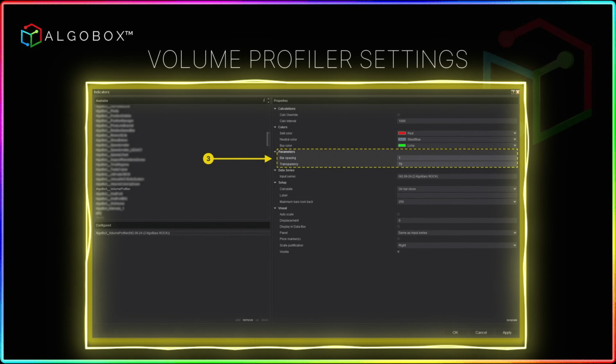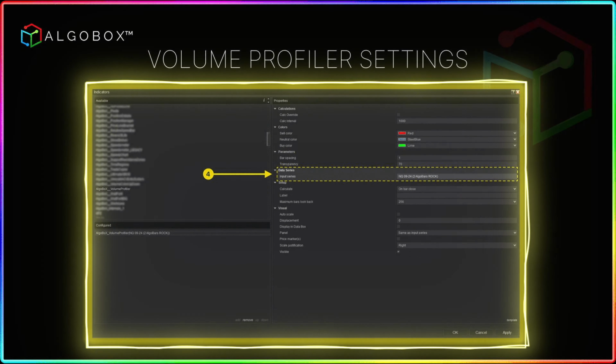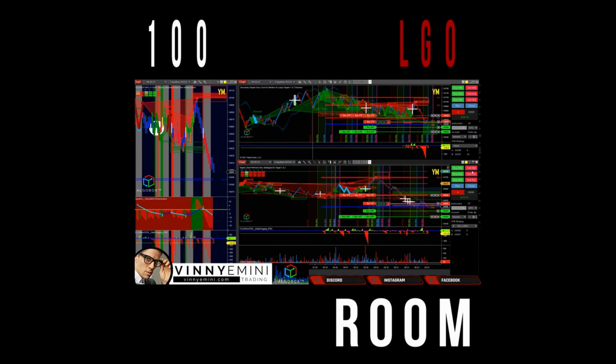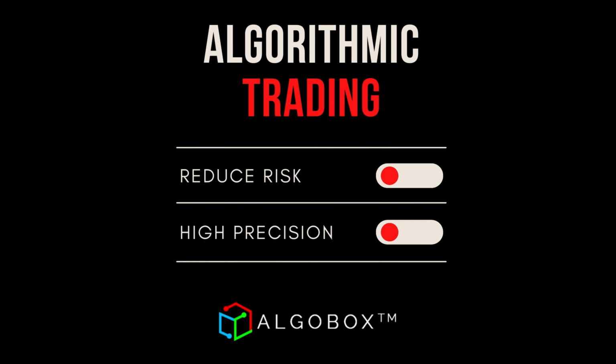With AlgoBox Volume Profiler, you gain clear insights into market activity at every price level. Identify opportunities, manage risk, and trade smarter.